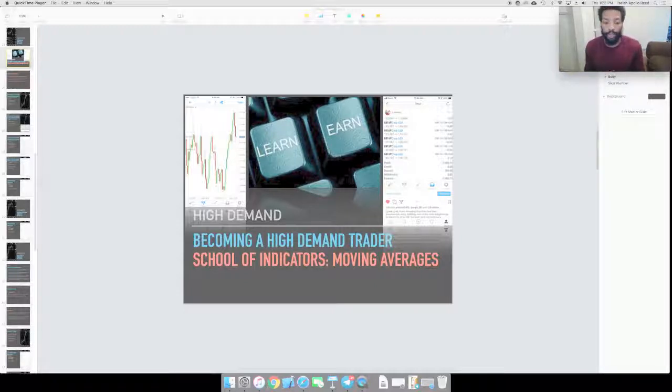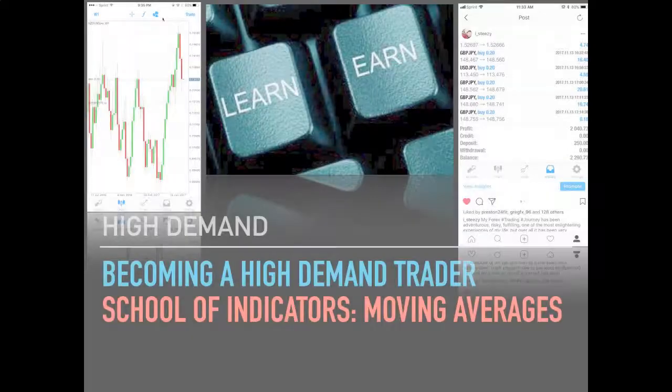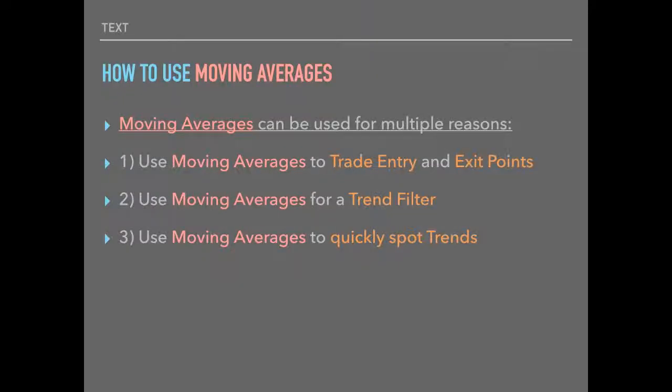So we're back to another mini series of School of Indicators, and today we're going to be talking about the moving averages. I really like this indicator too. So what we're going to do is talk about how we're going to implement multiple moving averages into our trading just to help us improve and enhance our trading. So how to use moving averages.